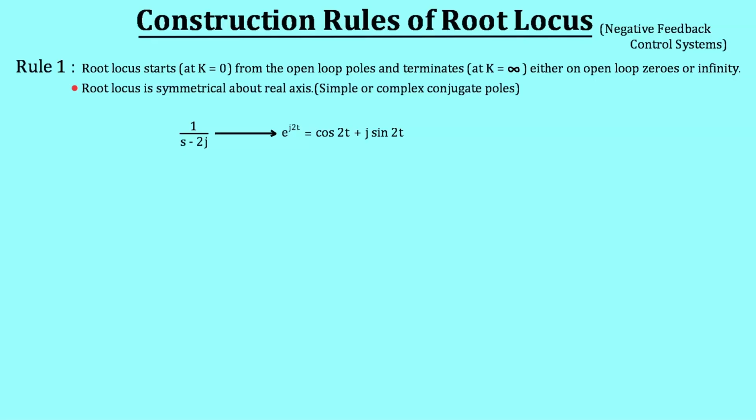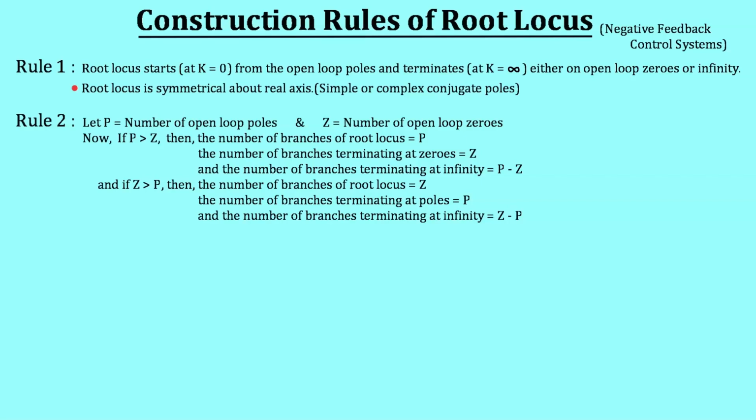Even after expansion of the exponential term, we will still get a complex time domain signal. But our intention in root locus is very simple, that we are dealing with real time domain signals only. And due to this point, we always get symmetrical root locus. Let's come to rule number 2.